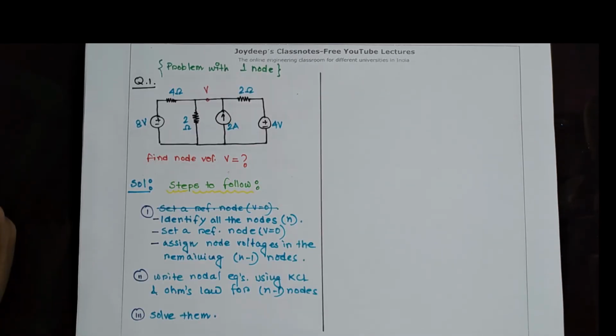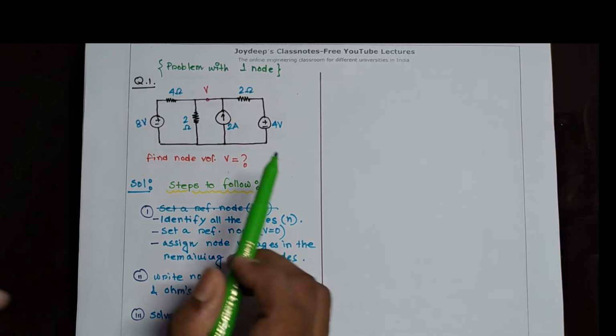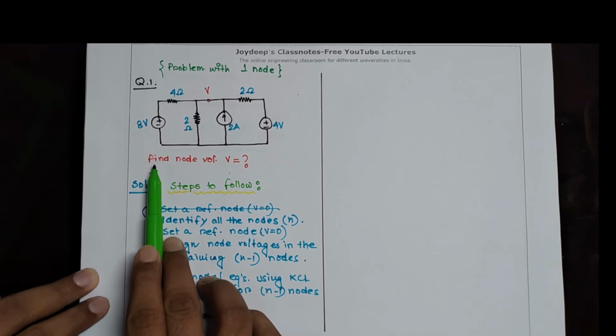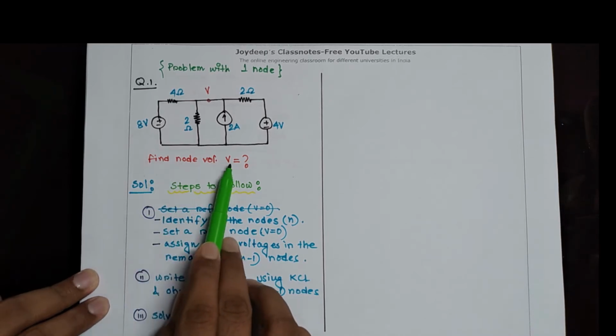In this slide, we'll be discussing a problem. So this is a single node problem. That's your node V, and the question is: find the node voltage V.